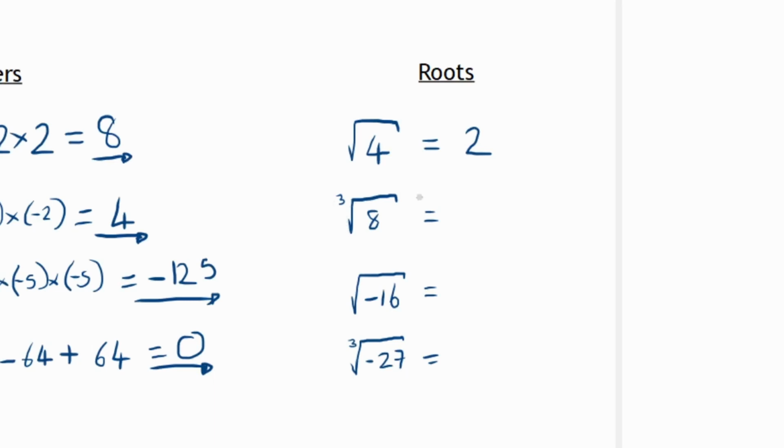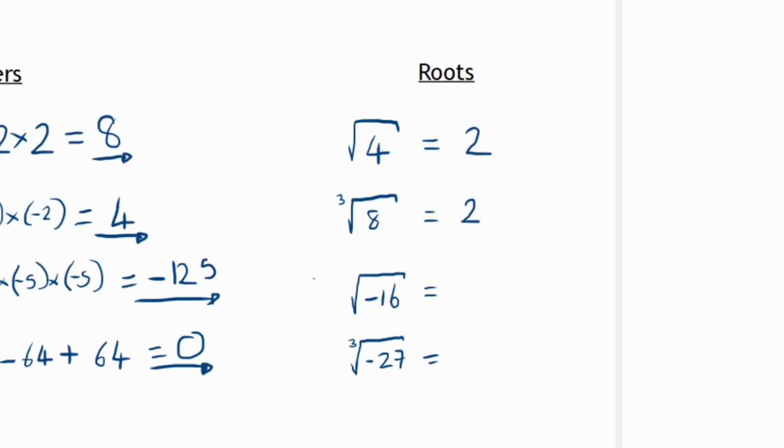Now, this root with a small 3 is called the cube root. And that is asking for what is multiplied by itself 3 times to give us a value of 8. And again, in the previous question, we had 2 multiplied by 2 multiplied by 2, giving us 8. That should give us a clue as to our answer here, which would be 2.